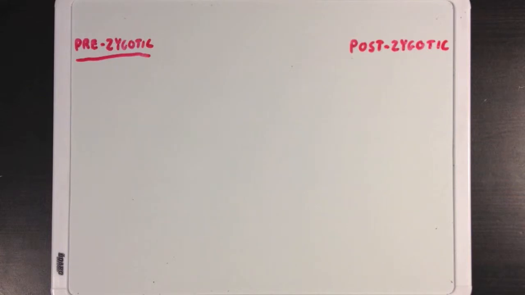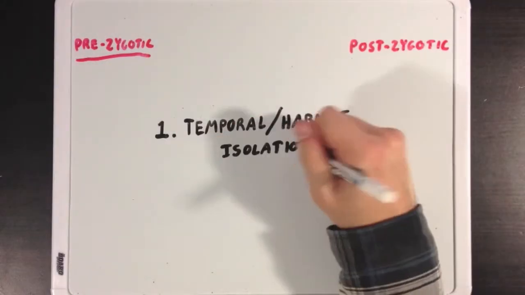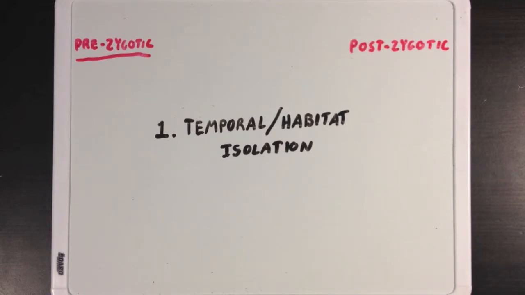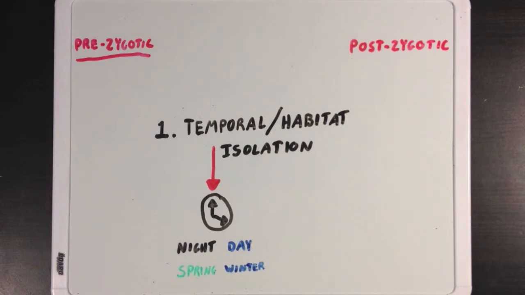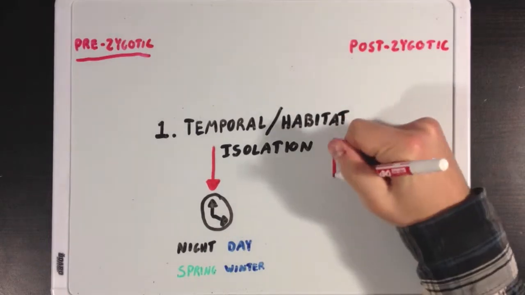And remember that a zygote is a single cell that is made up of the genetic material of both organisms that have reproduced together. Post-zygotic forms of isolation we'll get into a little bit later. So, the first type of pre-zygotic isolation is temporal/habitat isolation. And temporal isolation refers to the fact that not all organisms mate at the same time. Some may mate at night, while others mate during the day. Some may mate in spring, while others mate in winter. If two organisms do not find mates at the same time, then they are temporally isolated.